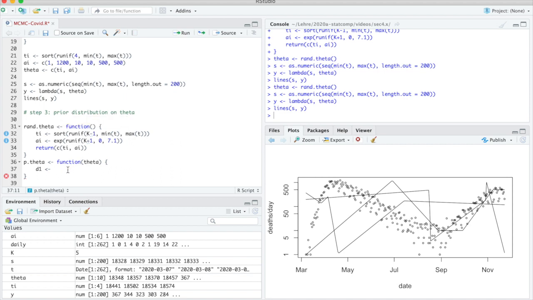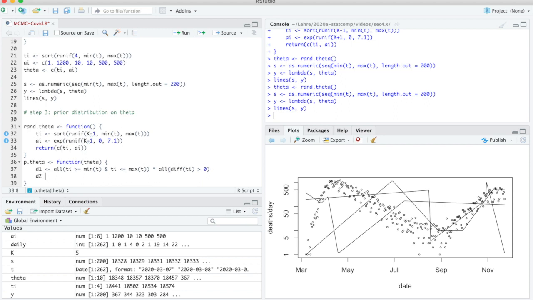And for the allowed range, again, we must be bigger than minimum t, so that is all t_i are bigger than minimum t, and all t_i less than maximum of t. And also I want them increasing, so let's multiply that here. All increments of the t are strictly positive. I think that could work. So that just gives the 1 if we have an allowed value, and a 0 otherwise.